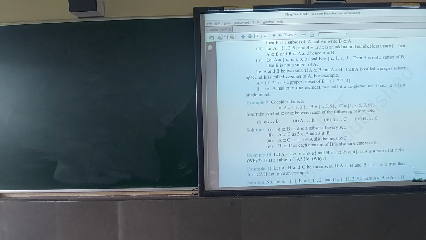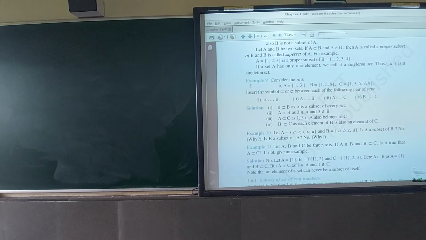Now consider this one. This one I will see. Example number 9. Consider the sets, and this one will be the null set. A is {1, 3}, B is {1, 5, 9} and C is {1, 3, 5, 7, 9}. Now insert the subset symbol. Subset means the elements of the first set belong to the second one, and otherwise it will not be a subset.